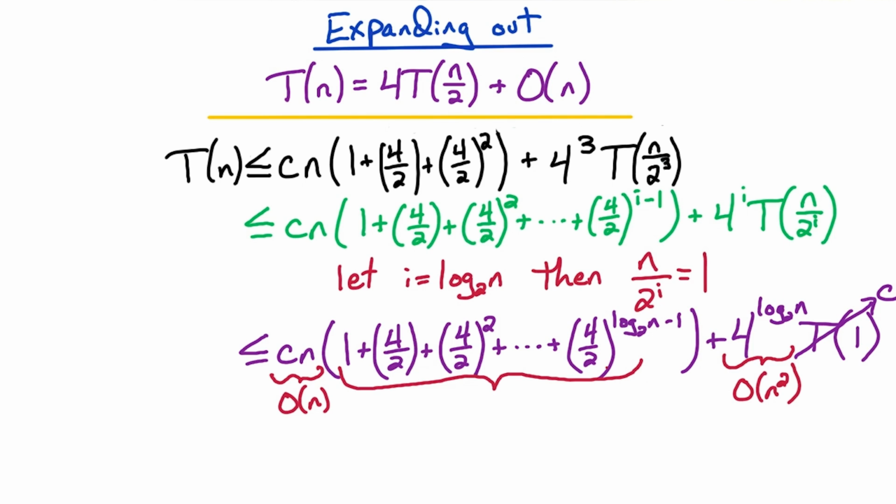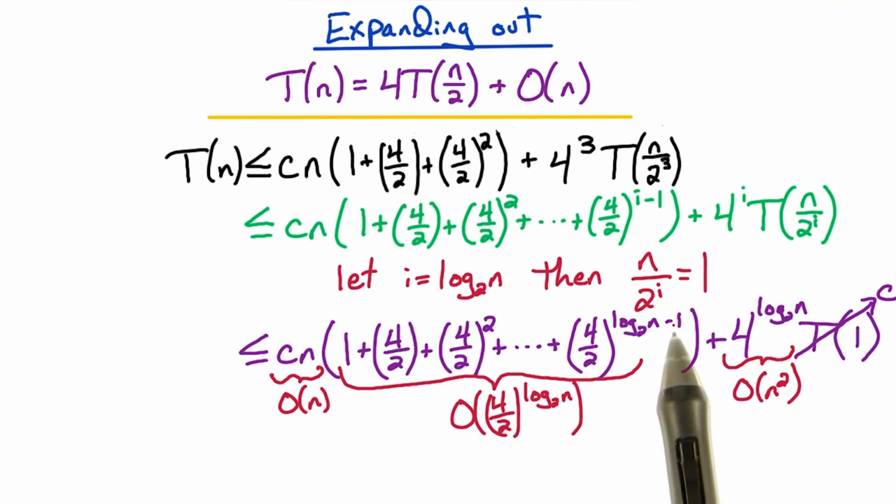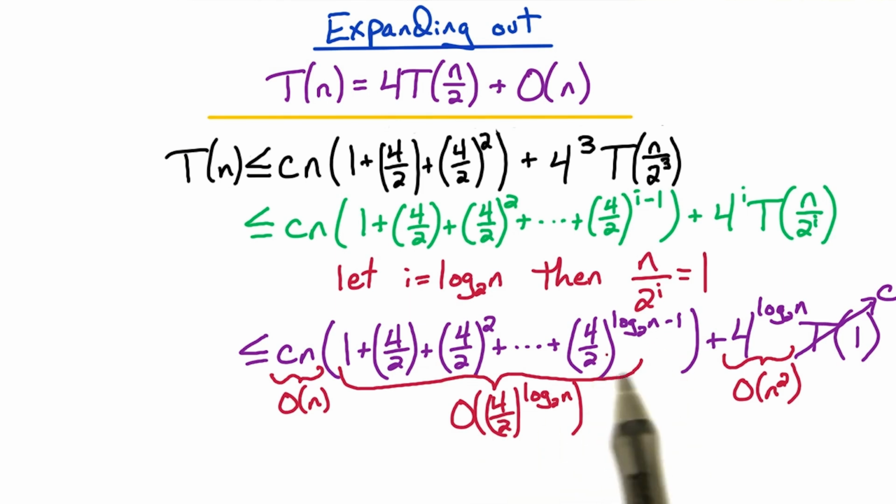Now the key thing is that this geometric series is increasing. 4 over 2 is bigger than 1. It's 2. So the last term dominates. So this whole expression is dominated by order the last term. So this geometric series is on the order of 4 over 2 to the log base 2 of n. We can forget about the minus 1 because that's hidden in the big O notation, because that's just an extra factor of a half.